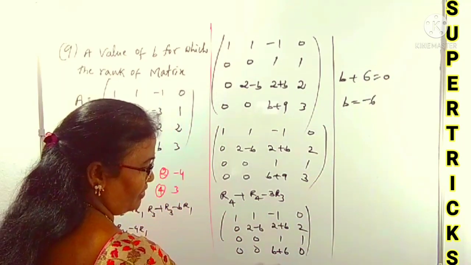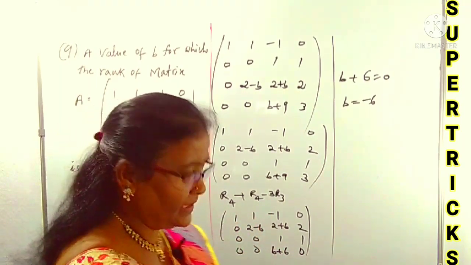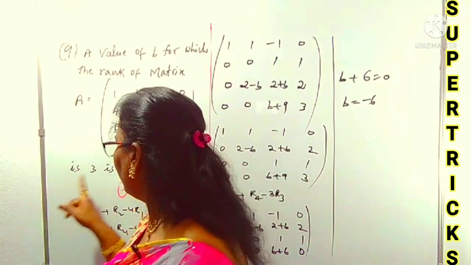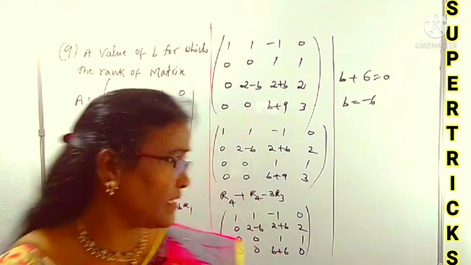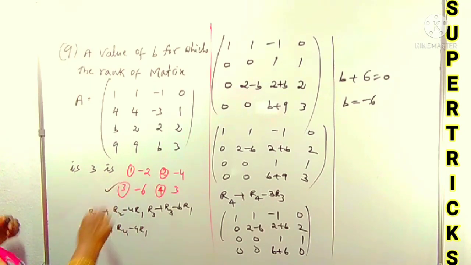If b plus 6 is 0, then this is a zero row, and only 3 non-zero rows are left over. That is its rank, because it is given that the rank is 3. Now, what is the b value? We got it as minus 6. That is clearly the third option.